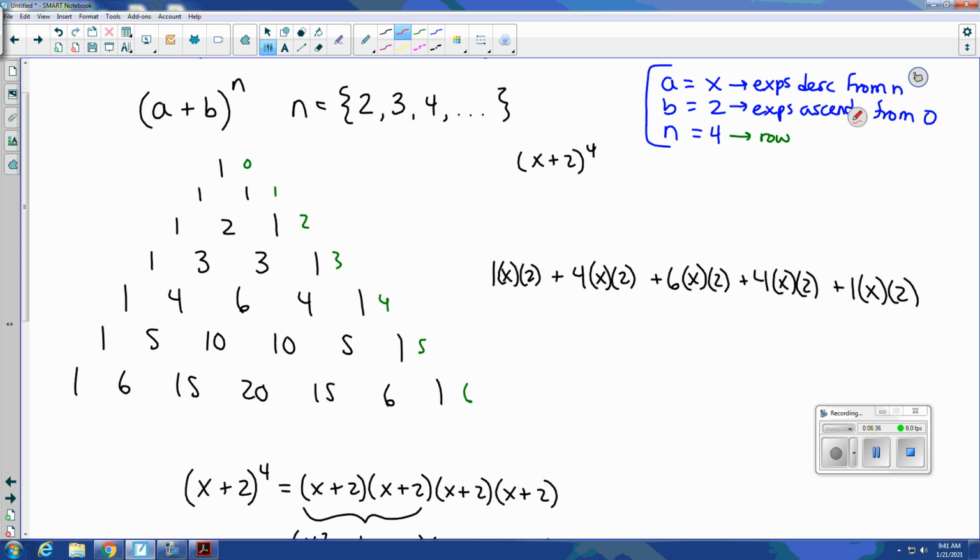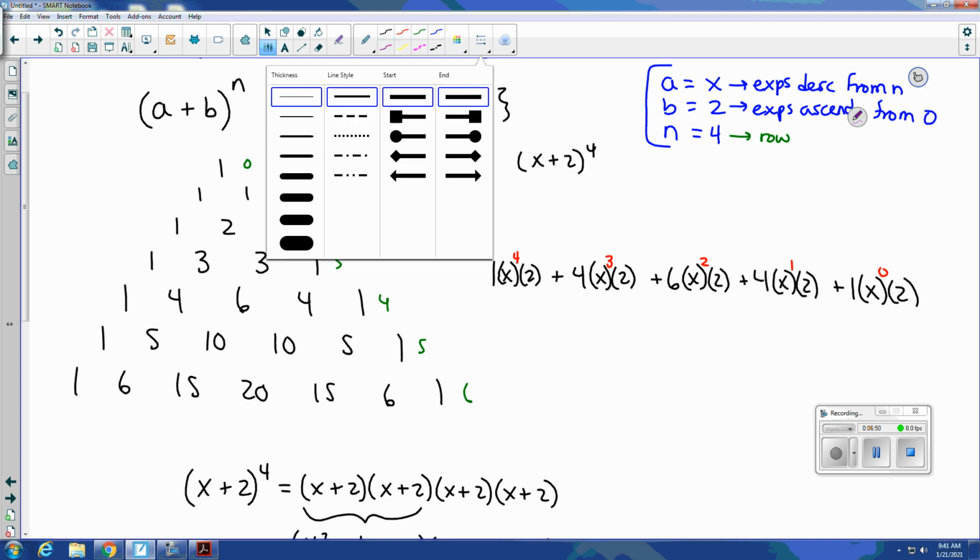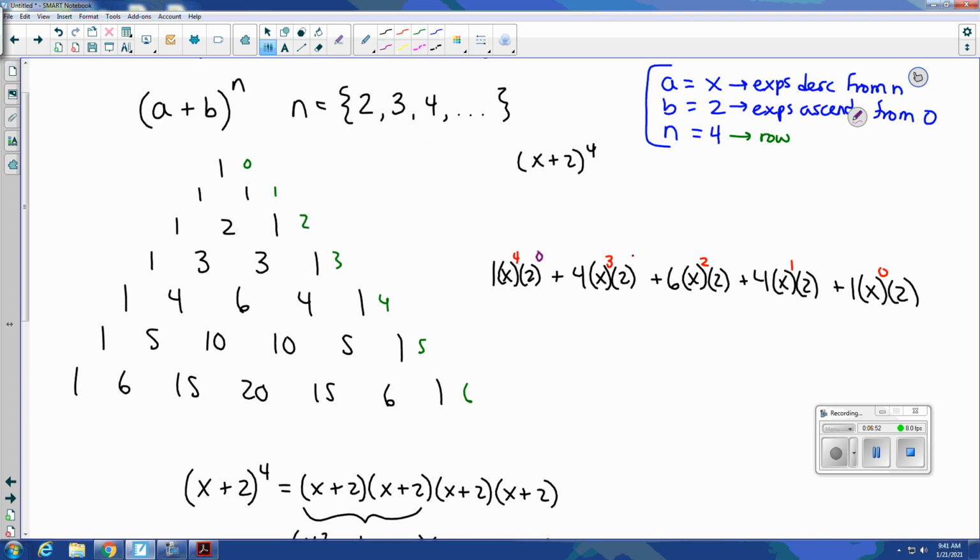So here we go. Let's insert the exponent values for the a. So we start at n, 4, and it descends. So 4, 3, 2, 1, 0. For the b term, it's going to ascend from 0. So 0, 1, 2, 3, 4. Now all we have to do is simplify this.